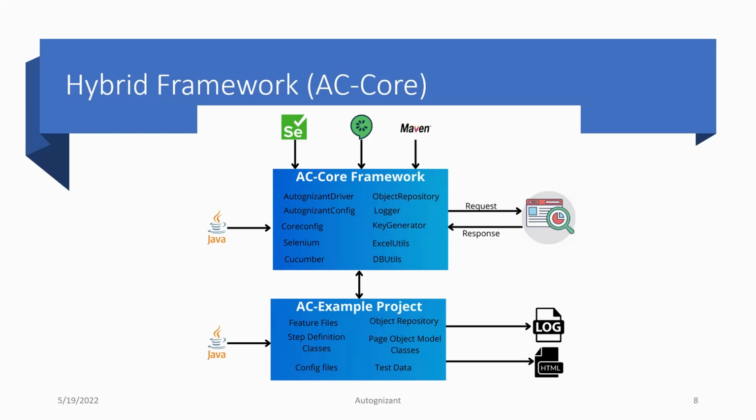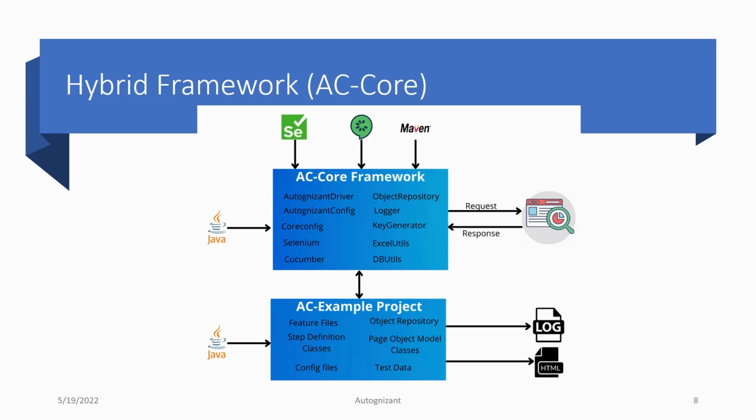And I have also mentioned core components of the Autognizant framework. There is an Autognizant driver, Autognizant config, there is also core config, then Selenium, Cucumber, we have object repository, logger, key generator, and there are some utility classes as well, such as Excel utils, DB utils, and this framework is communicating with the application under test.